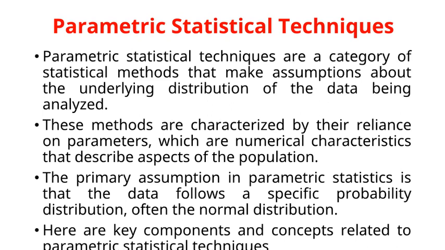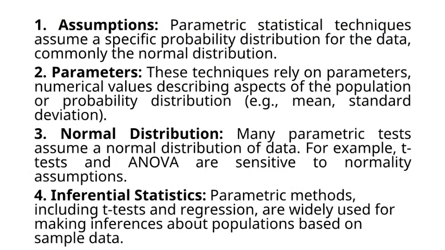Here are key components and concepts related to parametric statistical techniques. 1. Assumptions. Parametric statistical techniques assume a specific probability distribution for the data, commonly the normal distribution. 2. Parameters. These techniques rely on parameters, numerical values describing aspects of the population or probability distribution, e.g., mean, standard deviation. 3. Normal distribution. Many parametric tests assume a normal distribution of data. For example, t-tests and ANOVA are sensitive to normality assumptions.